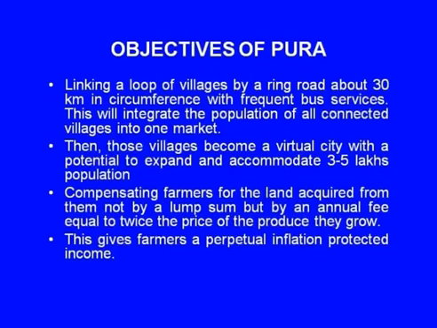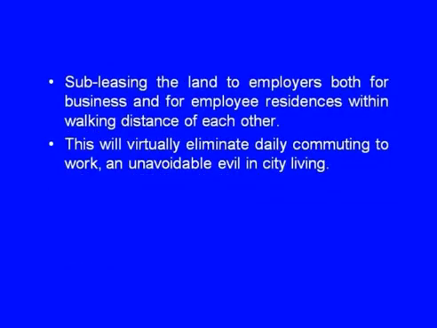Another aspect is compensating the farmers for the land acquired from them, not by a lump sum, but by an annual fee equal to twice the price of the produce they grow. This gives farmers a perpetual inflation protected income. Subleasing the land to the employers both for business and for employees' residences within walking distance of each other will virtually eliminate daily commuting to work and avoid the evils of city living.